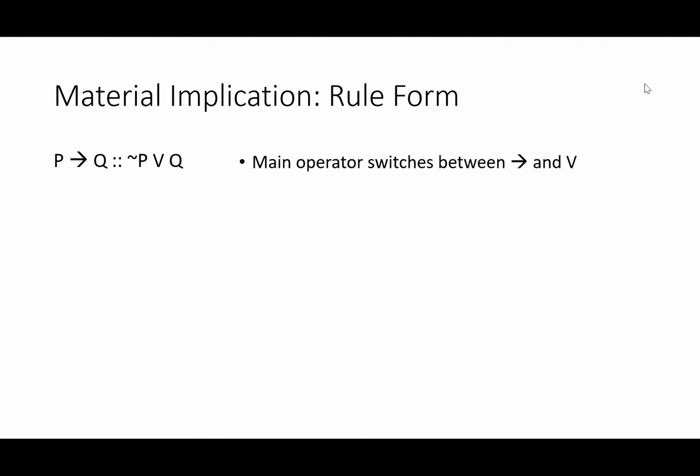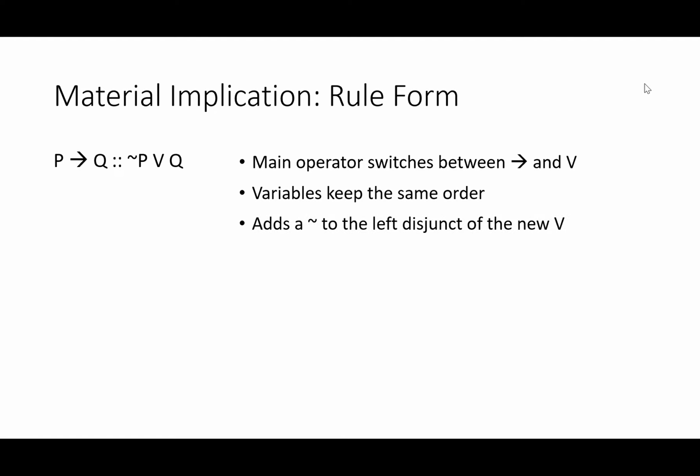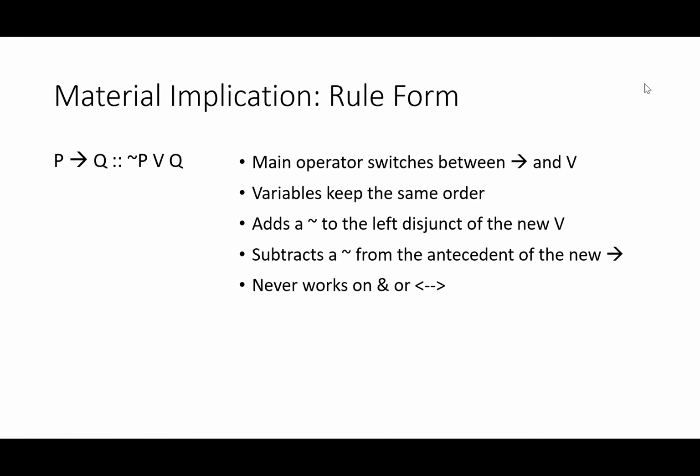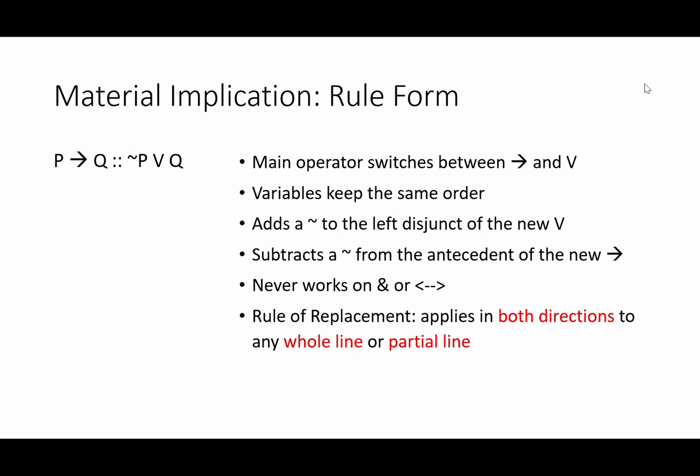In this rule, the main operator switches between arrow and V. The variables keep their order. A negation is added to the left disjunct of the new V, or subtracted from the antecedent of the new arrow. This never works on AND or biconditional. As a rule of replacement, it applies in both directions to any whole or partial line. It always cites one line and results in one line.